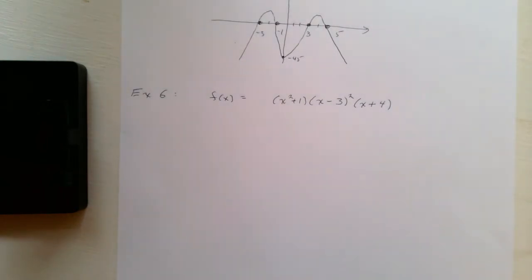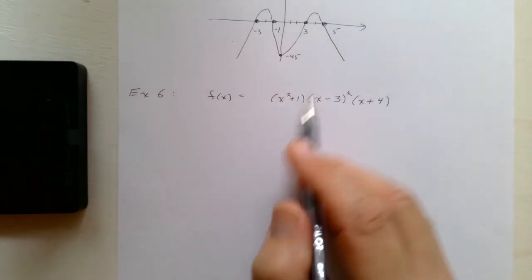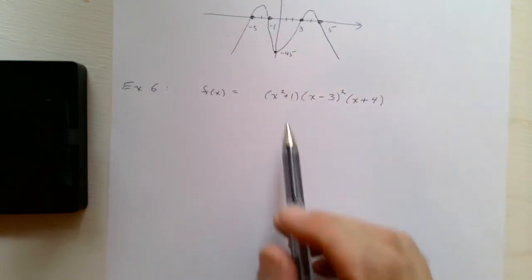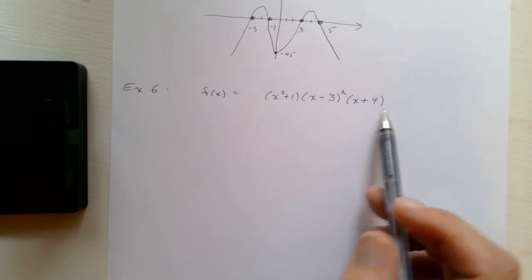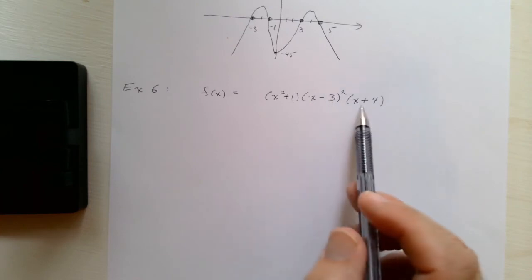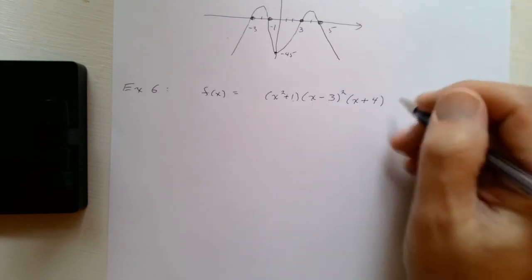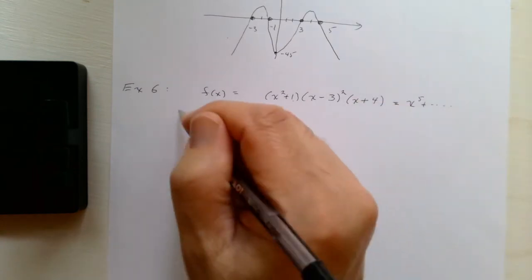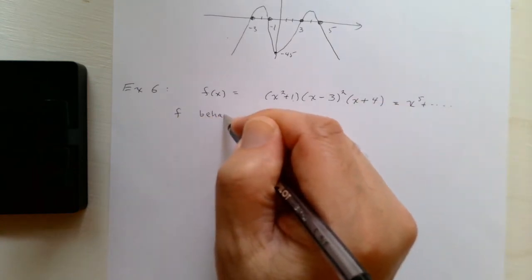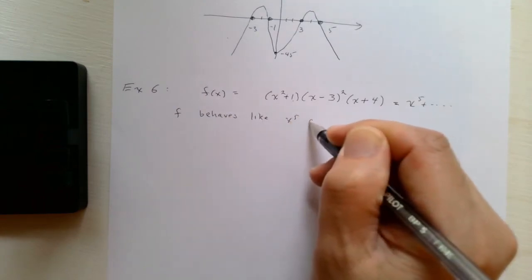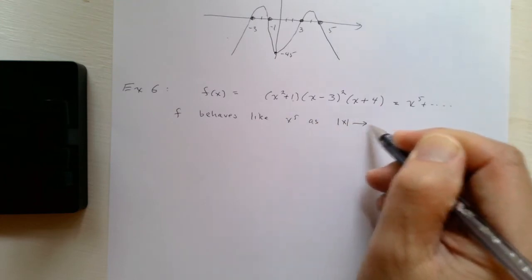Now this is factored, and you want to be very careful about this factor right here, x squared plus 1. But let's first go ahead and figure out what the degree is, what the leading term is. If we were to multiply this out, this would be x squared times x times x times x, right? So this would be x to the 5th plus some other terms. So f behaves like x to the 5th as the absolute value of x gets large.